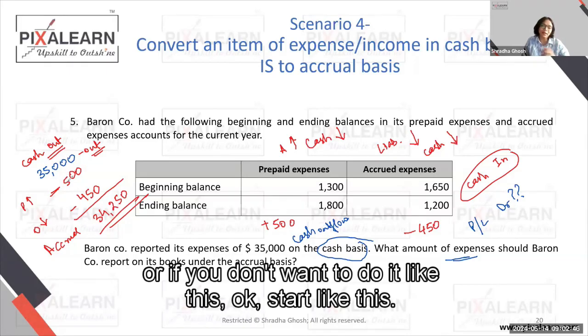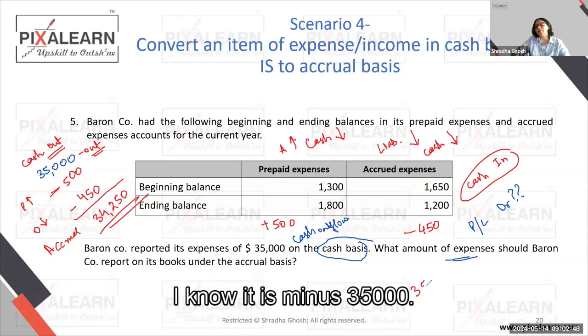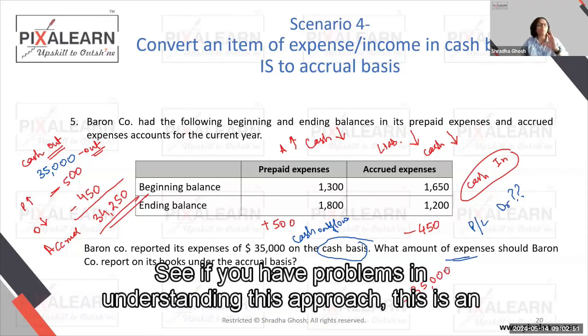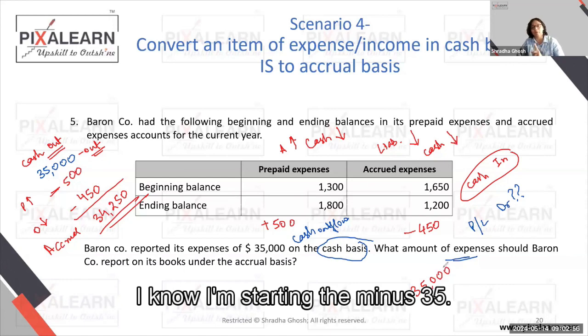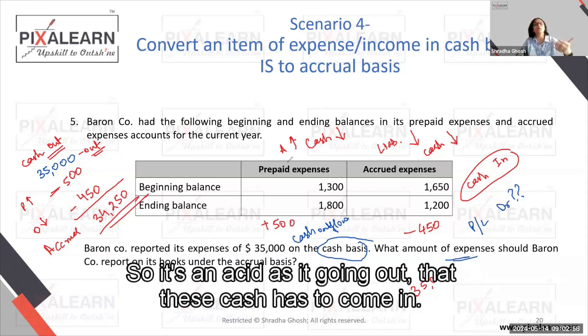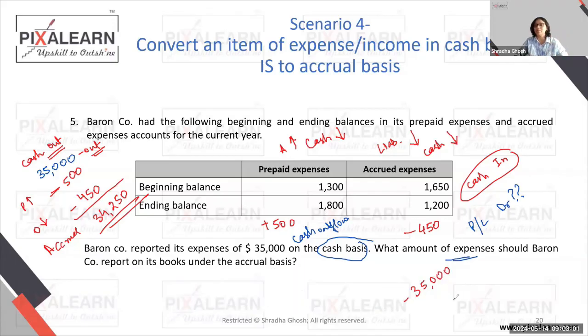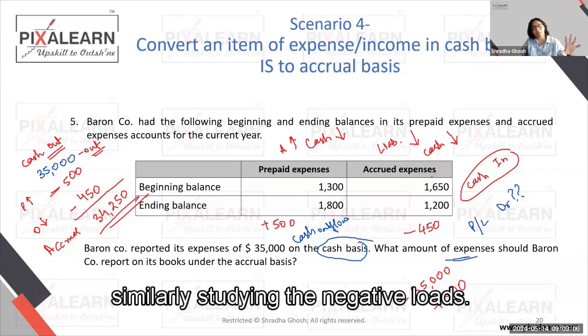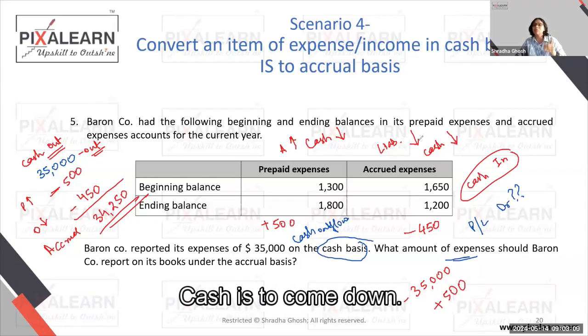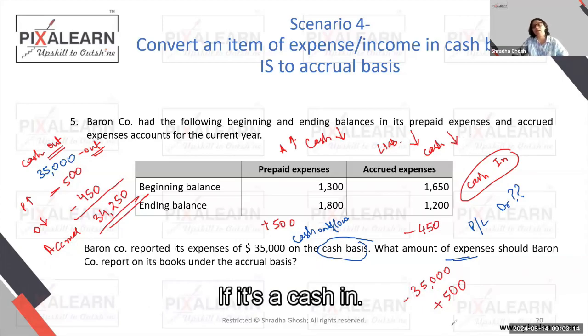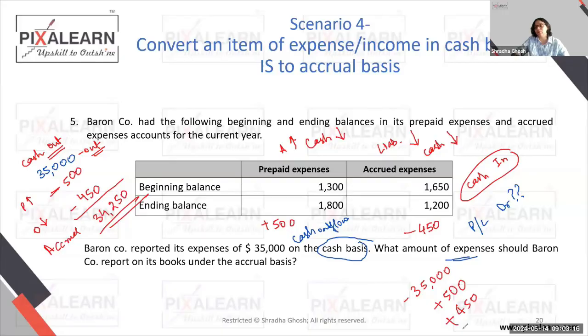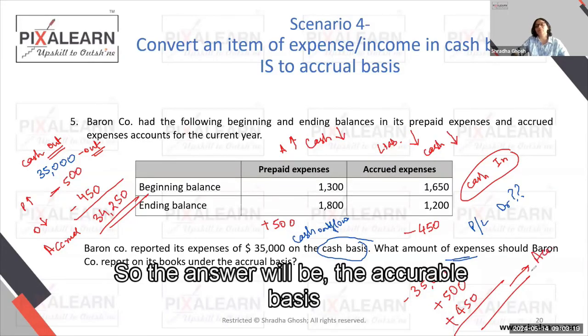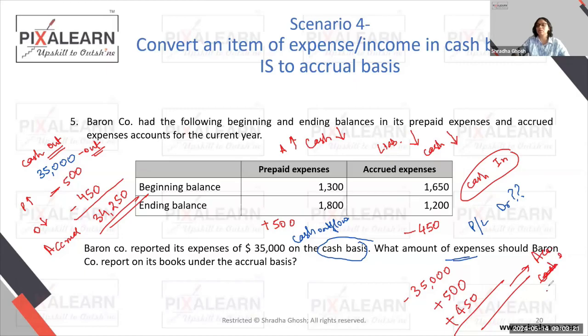Or if you don't want to do it like this, okay, start like this. I know it is minus 35,000. See, if you have problems in understanding this approach, this is an easier approach. I know I'm starting with a minus 35. So it's an asset going out. That means cash has to come in. That is a cash in. That means in, I will add 500. Similarly, starting the negative flow, it's a liability coming down. Cash has to come down. Now I will reverse it. So it was a cash out. Now I will make it a cash in. If it's a cash in, then it has to be 450. So the answer will be the accrual basis cash expense.